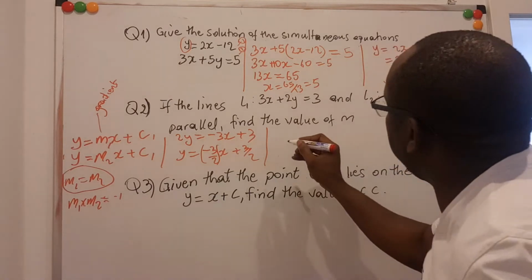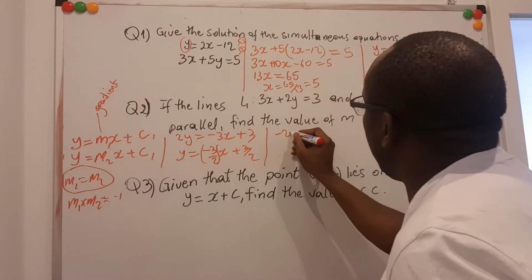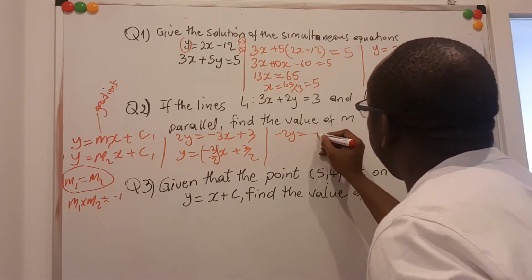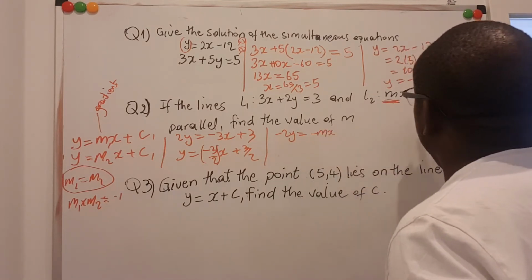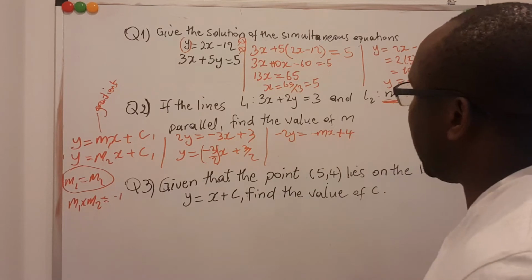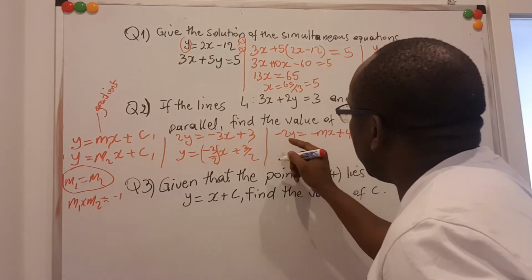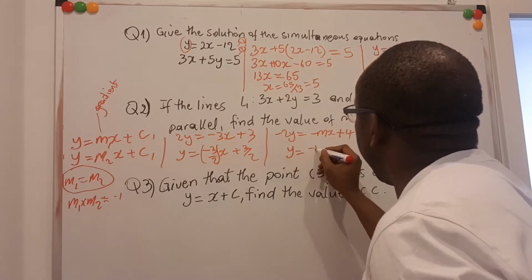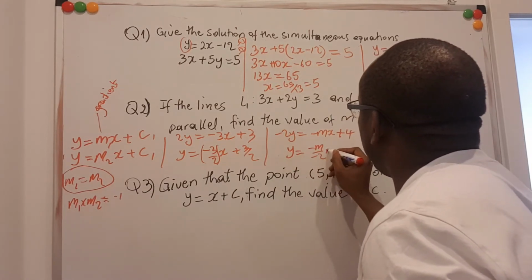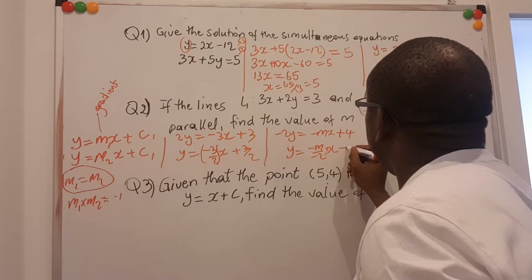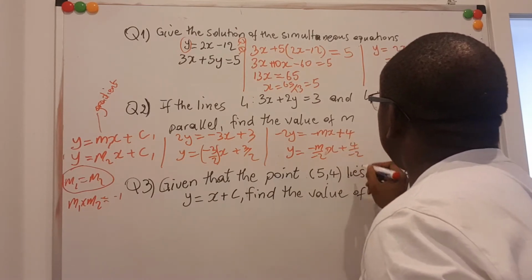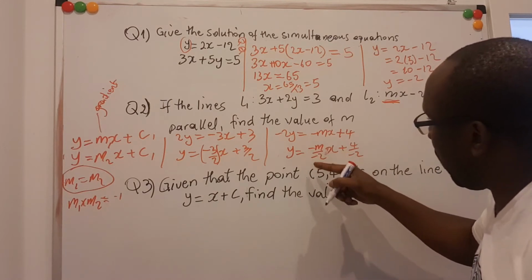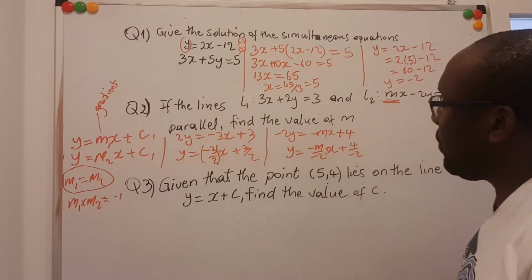I take the other one too. I try to do the same thing. Then I get here minus 2y is equal to, I take mx to the other side. It becomes minus mx plus 4, the 4 that was there. If I divide all through by minus 2, I'm left with y equal to minus m on minus 2 x plus 4 on minus 2. I don't care too much about this. The minuses go away, so I actually get m divided by 2.